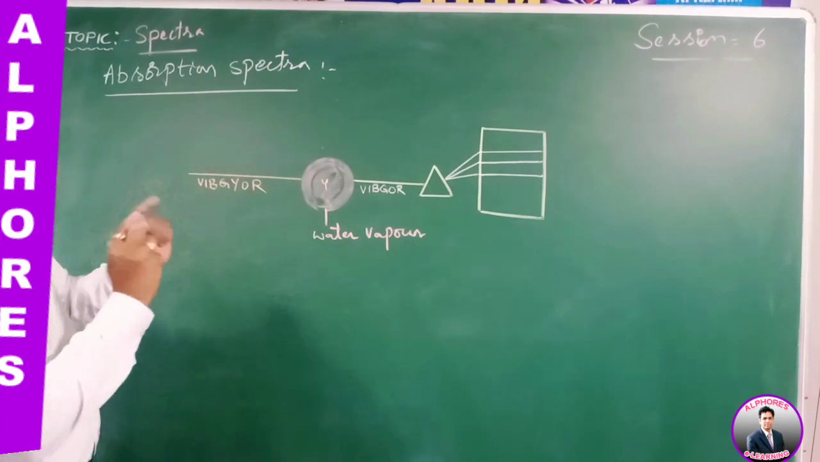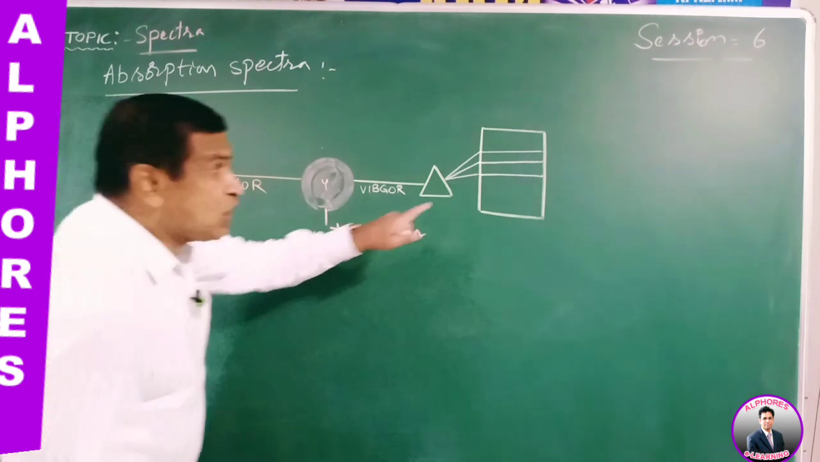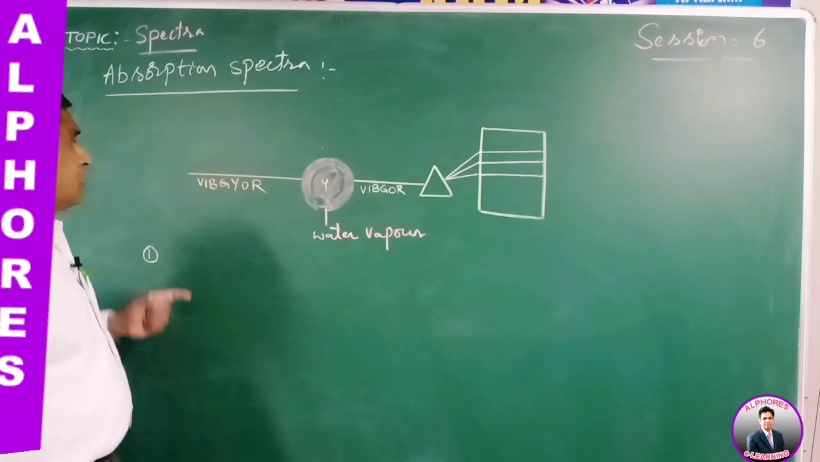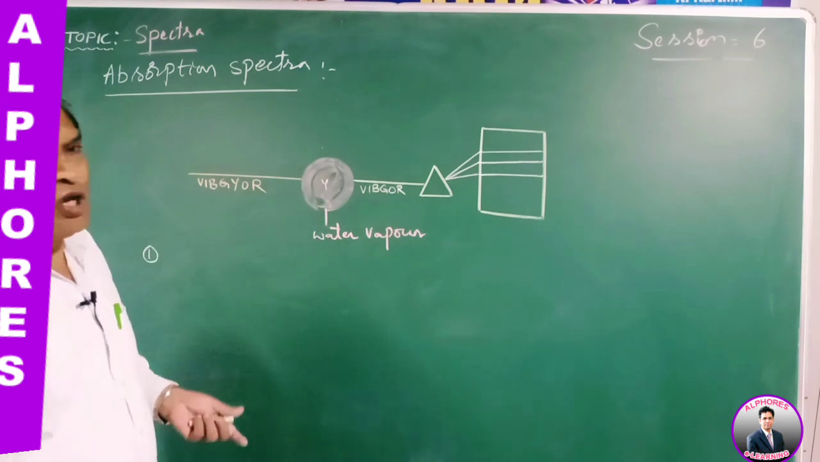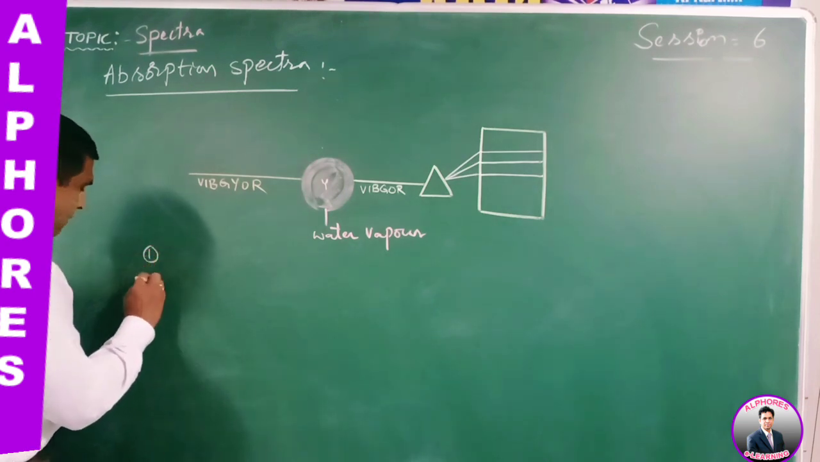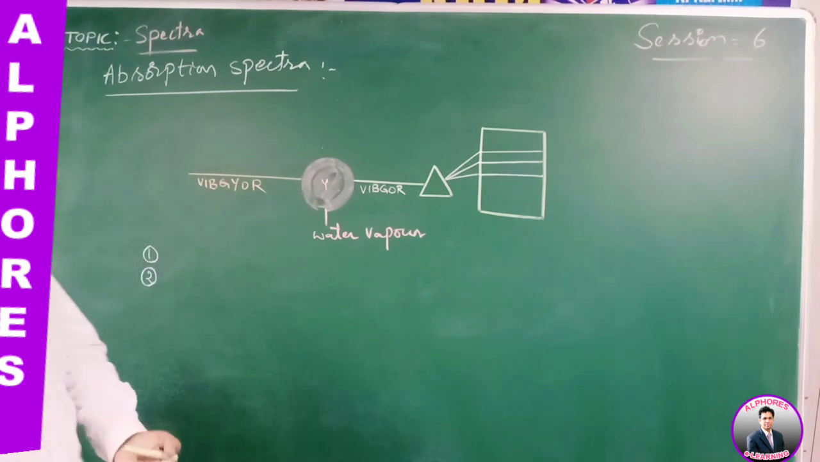Now coming to the short definition of absorption spectrum. The spectra obtained from the absorption radiation is known as absorption spectrum. That is the first point, as we can write it as the definition part.